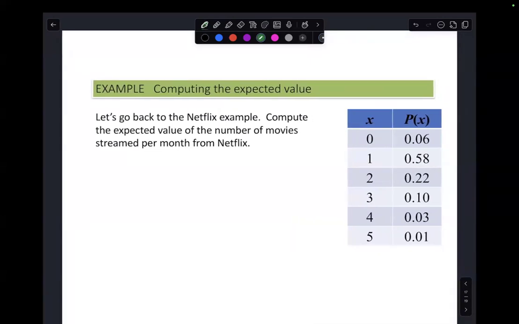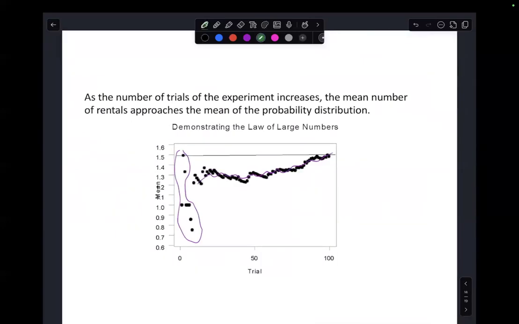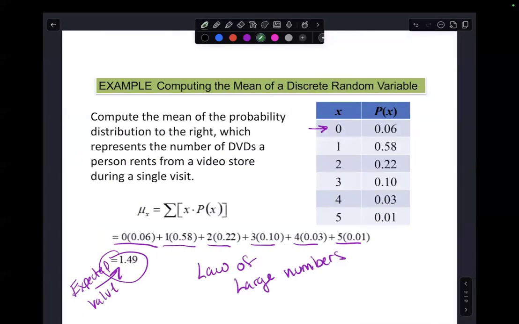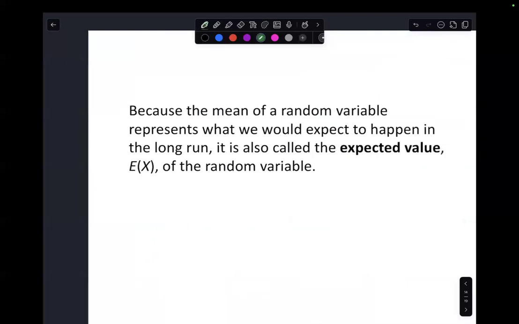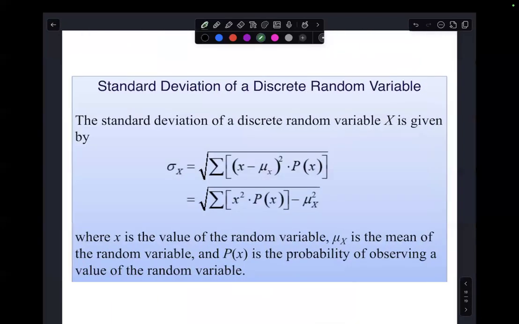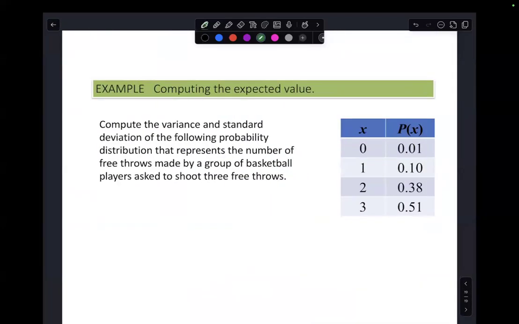Oh, did we already do the basketball ones? Yeah, we did, didn't we? Because we already have the expected value of the Netflix. We're going to do the expected value of basketball. So just ignore the standard deviation stuff.